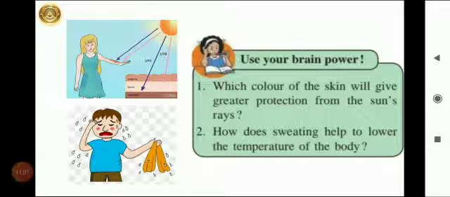Already we discussed. How does sweating help to lower the temperature of the body? When heat activates sweat glands, these glands bring water along with the body's salt to the surface of the skin as sweat. Once on the surface, the water evaporates. Water evaporating from the skin cools the body, keeping its temperature in a healthy range.